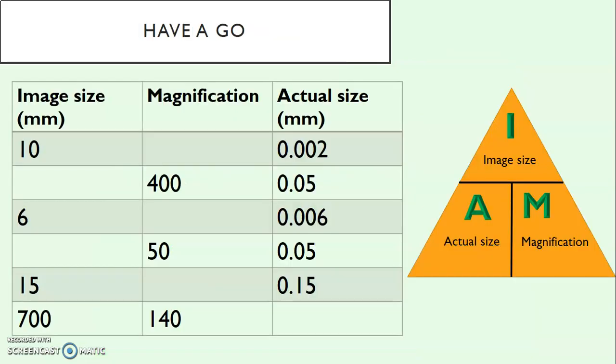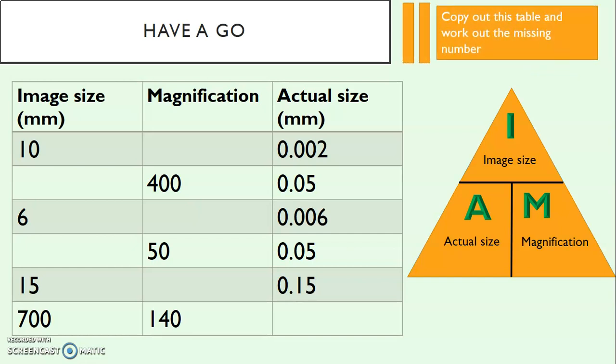So what I'd like you to do is to have a go at your own. So if you can pause the video, copy out the table and work out the missing numbers. There is no conversion in units here. So for example, the first one, you need to work out magnification. You've got the image size here and you've got the actual size here. So you would do 10 image size divided by 0.002 actual size, and that would give you the magnification. So when you're done, if you can come back and check your answers.